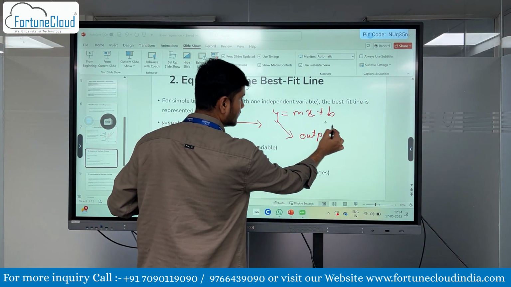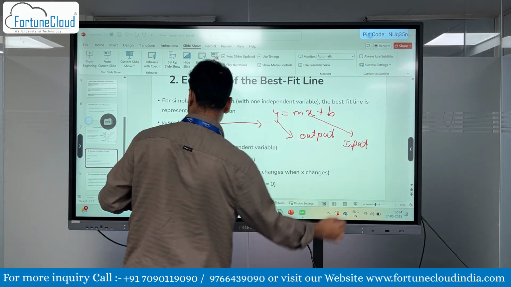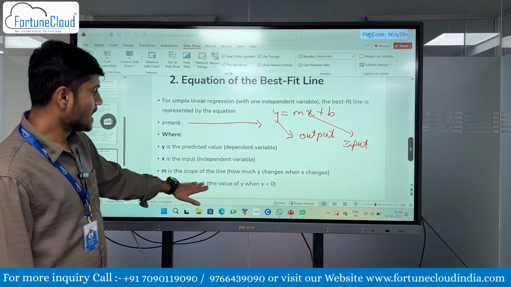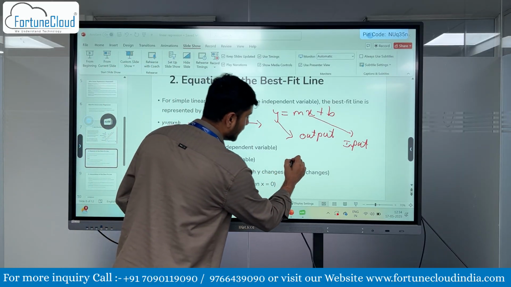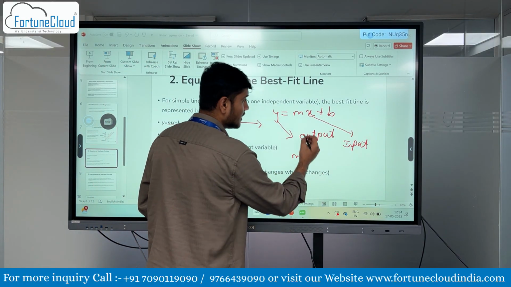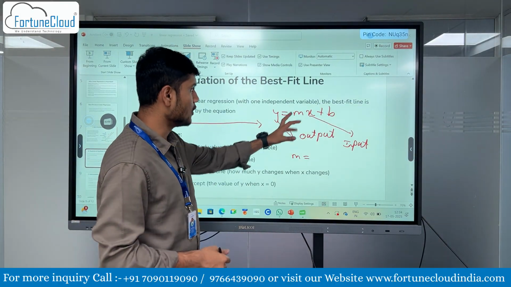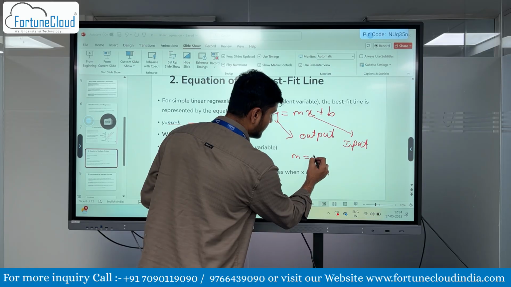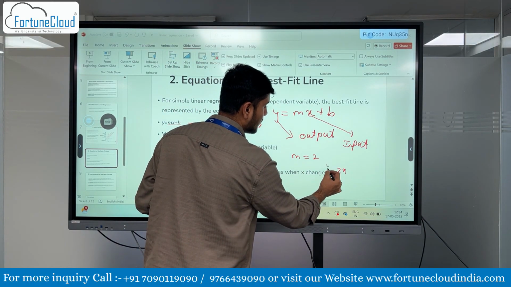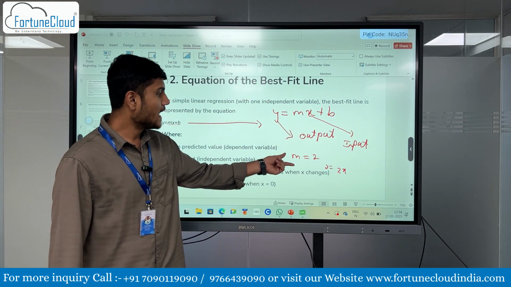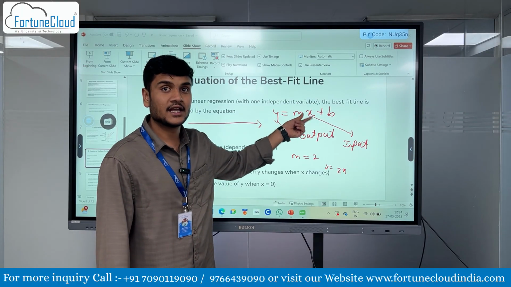is the input. And m is the slope, how much y changes when x changes. So here is a very important point: my m is nothing but the coefficient of x. If my m is 2, what will my y be? It is 2x. So m is nothing but the coefficient, the value by which x changes.